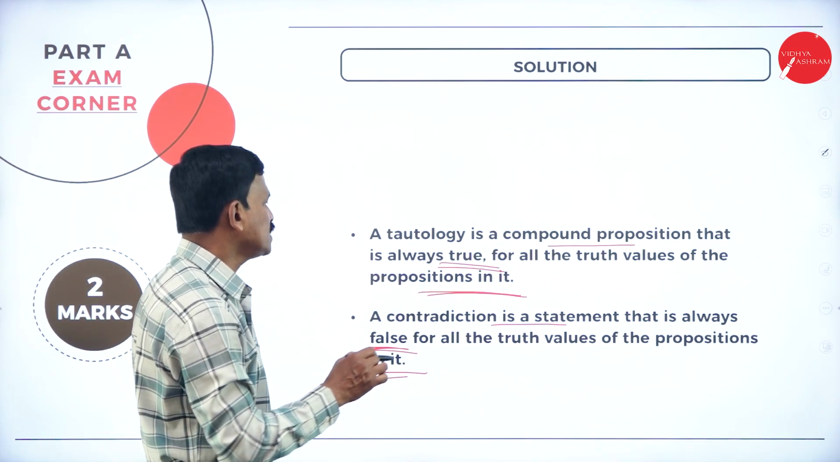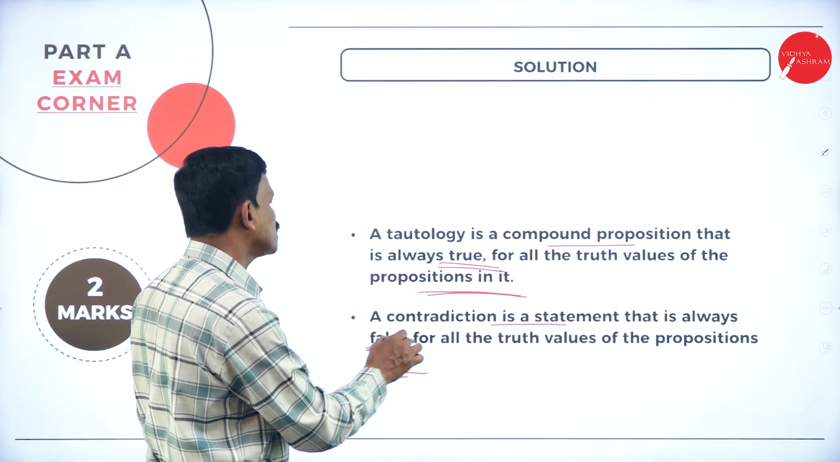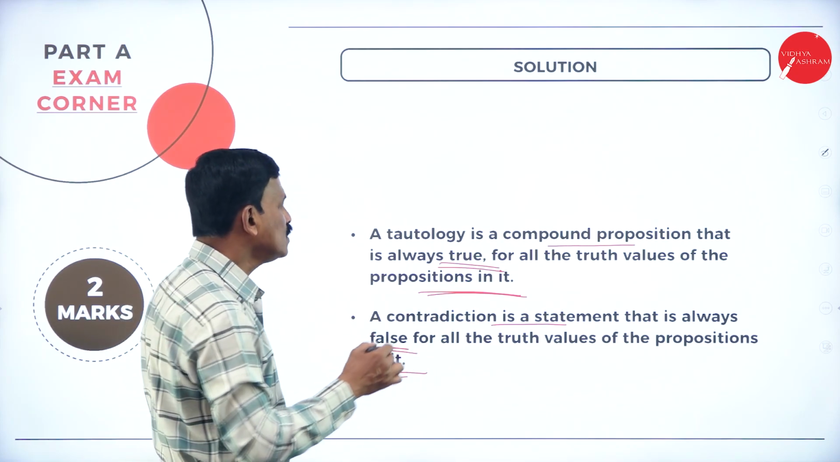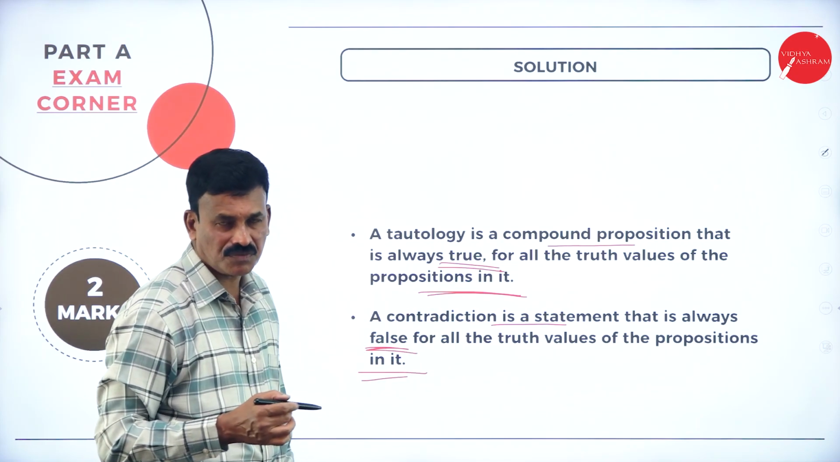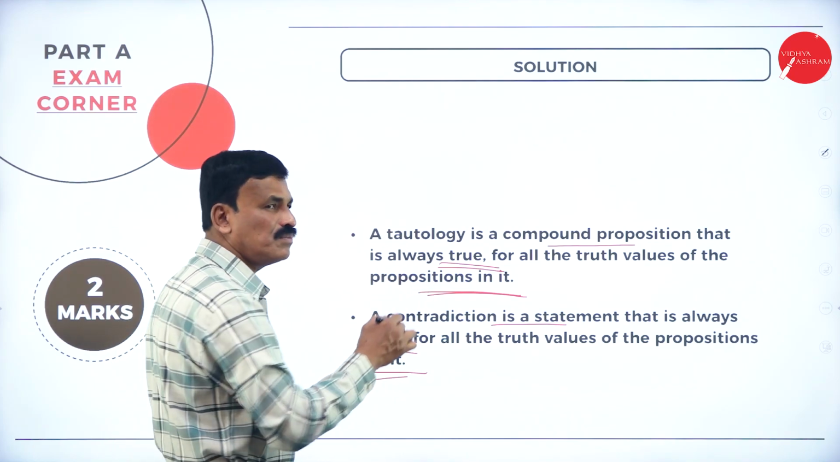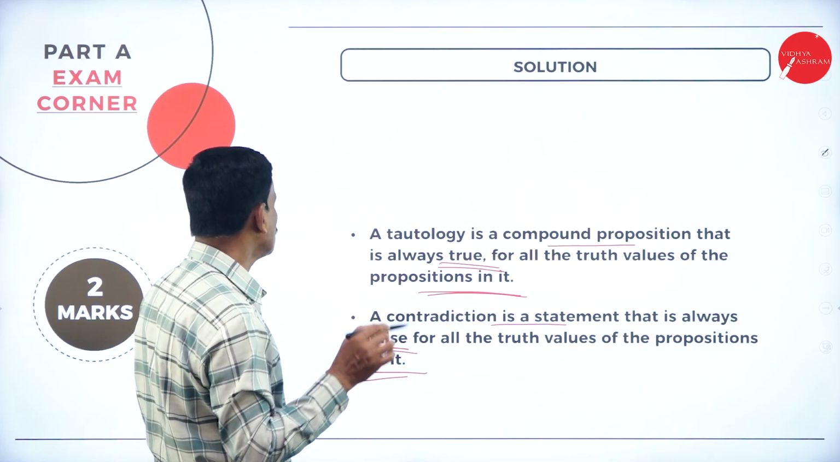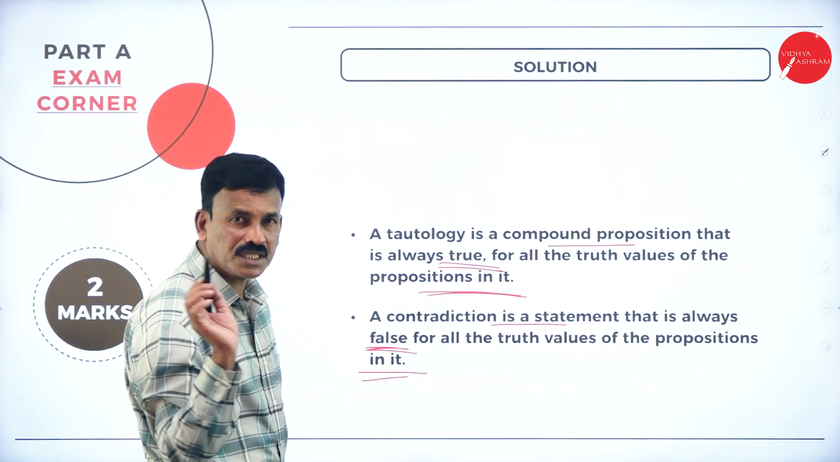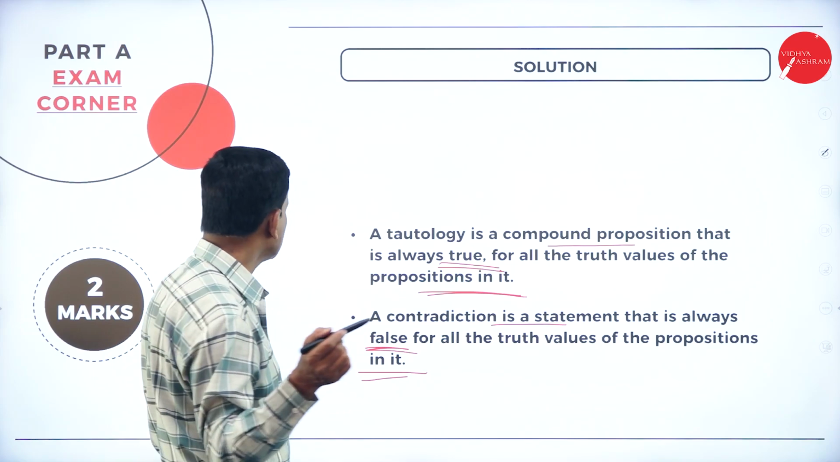Whereas a contradiction is a statement that is always false for all the truth values of the propositions in it. For all the combinations, if it is false, then it is a contradiction. For all the combinations, if it is true, then it is called a tautology. That is tautology and contradiction. Now, move on to the next question.